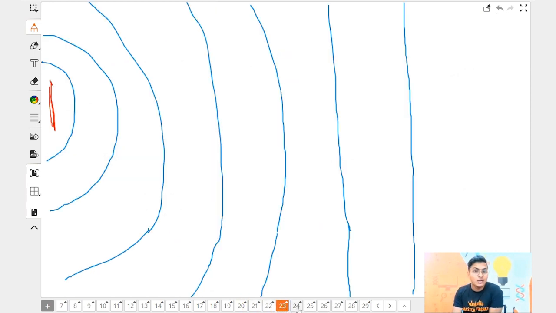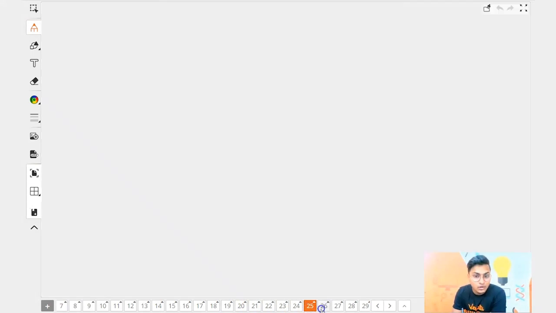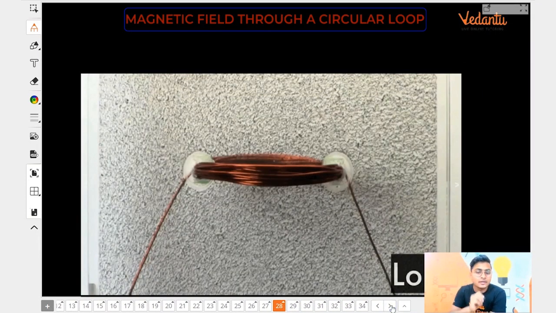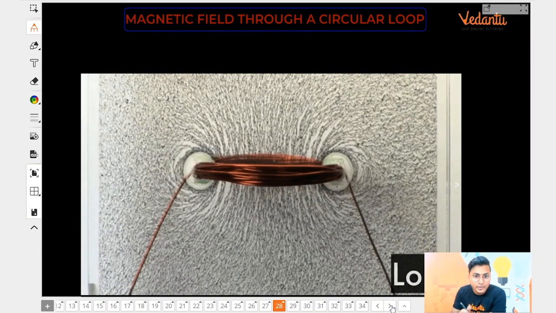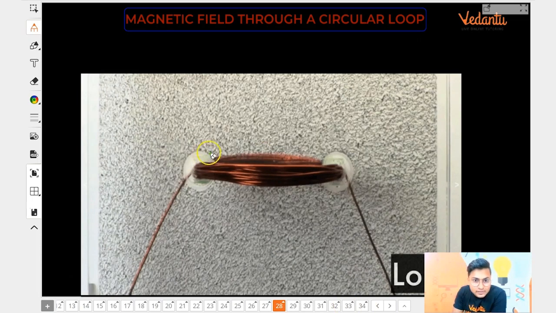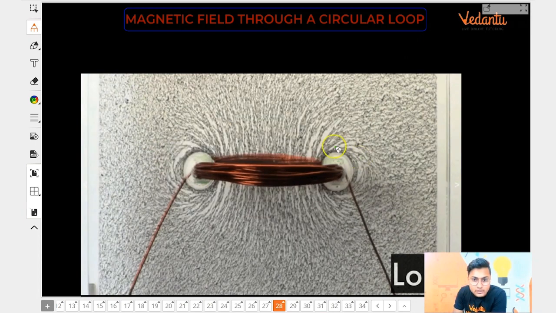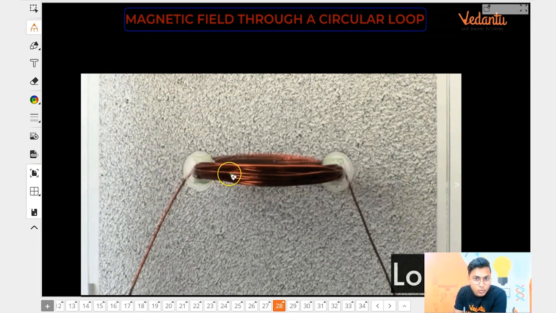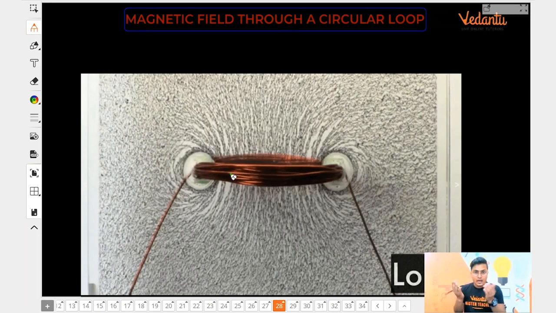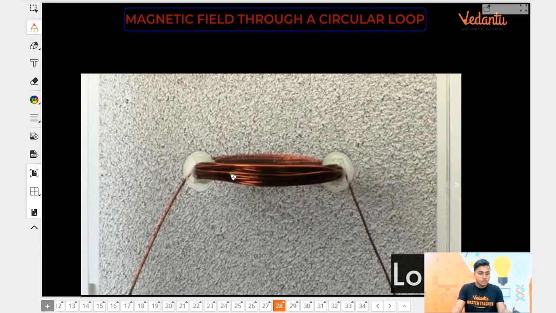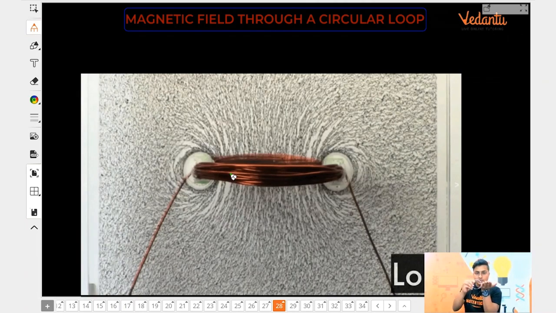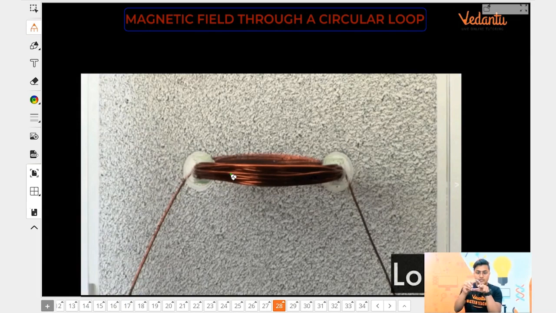If you want to look at the actual experiment, how does it look like? I'll show you the experiment. This is how it looks. It's a loop here, and you can see at both the ends very clearly that they are forming concentric circles. This is the copper wire in a circular loop, and a glass plate is kept exactly in between them. So it is kept like this, inside now.